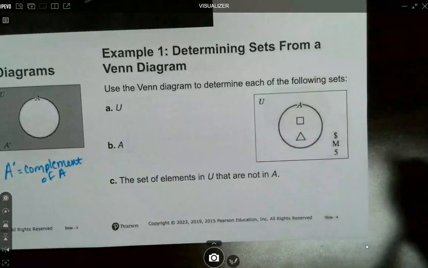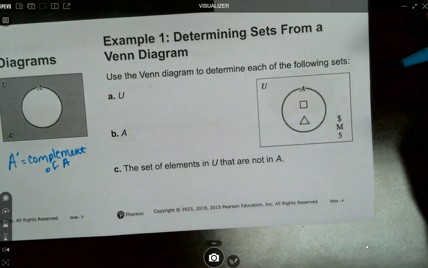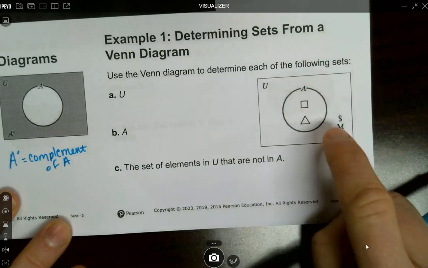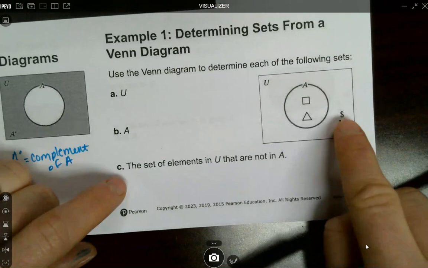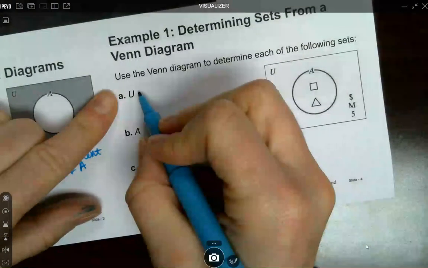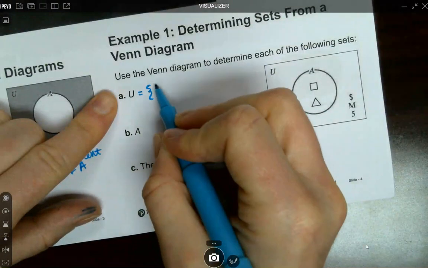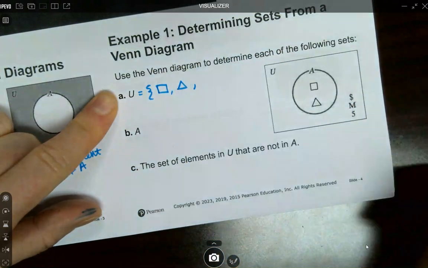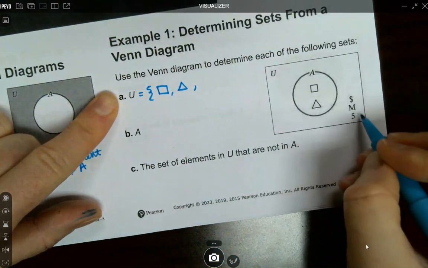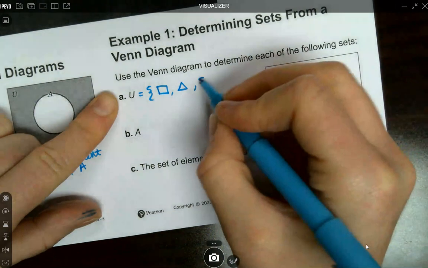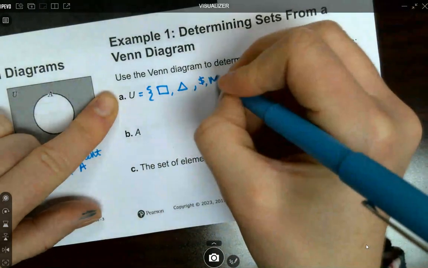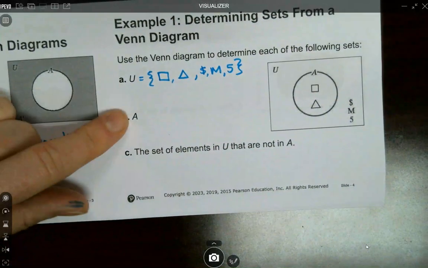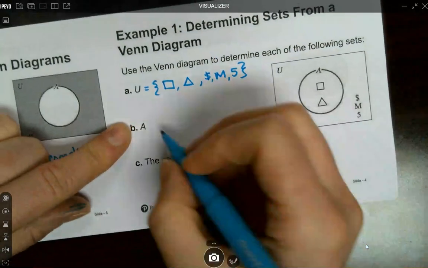Okay, so let's look at the first diagram. We have the universal set, which has everything inside. So we have A, which is the square, the triangle, and then the complement would be the dollar sign and the fun. That's the universal set. A is whatever's inside the circle A.